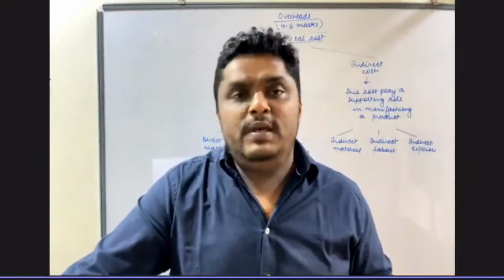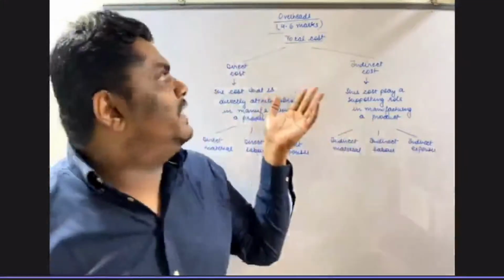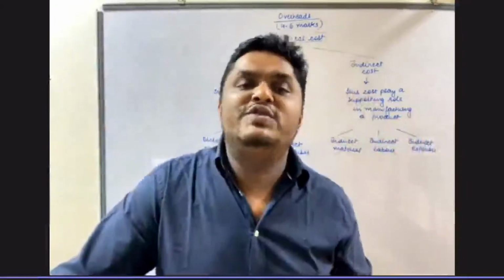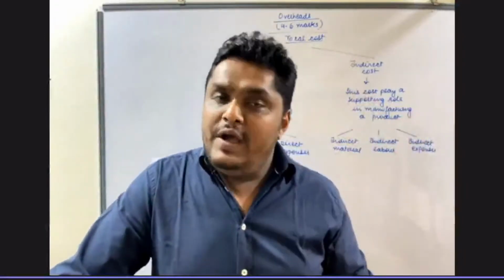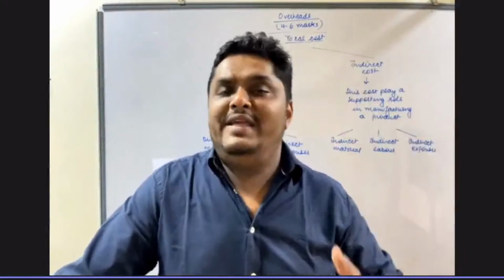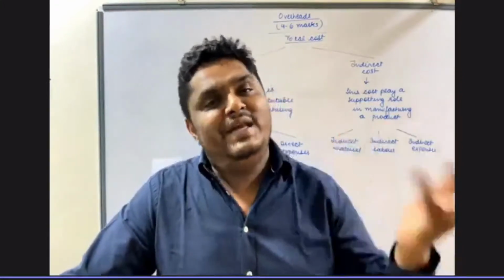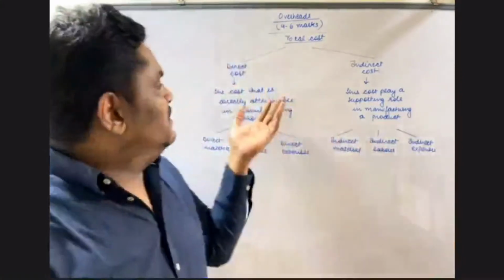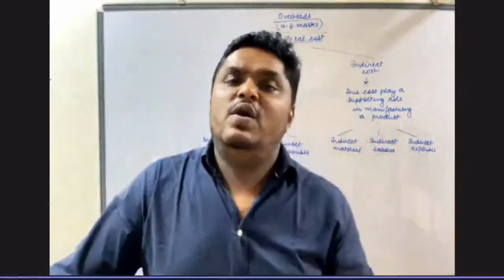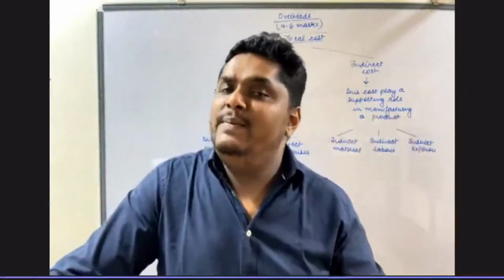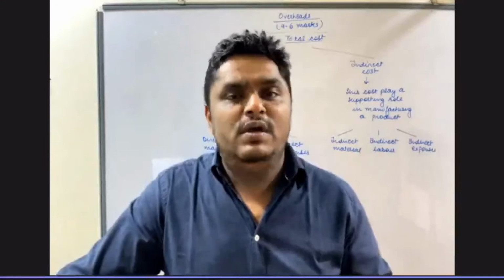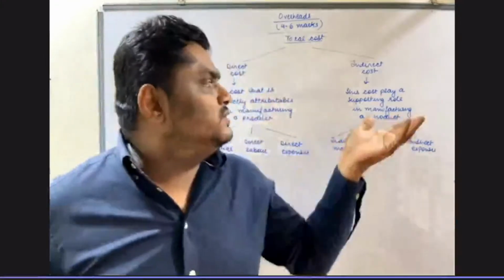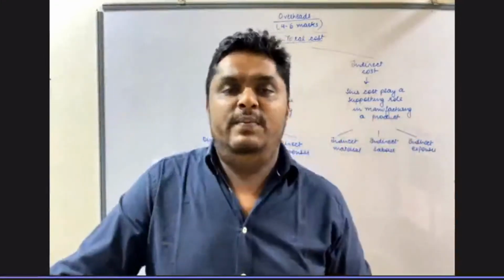Let me give you a sum up once again. We are starting with overheads. The weightage of this chapter is 4 to 6 marks. When talking about the total cost of a product, it can be classified in two parts: direct cost and indirect cost. The direct cost is the cost that is directly attributable in manufacturing a product. Indirect cost plays a supporting role in manufacturing a product.